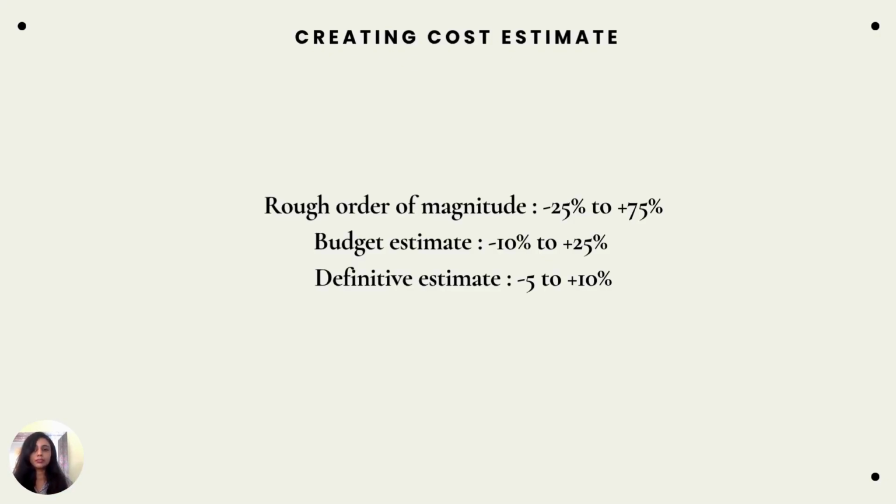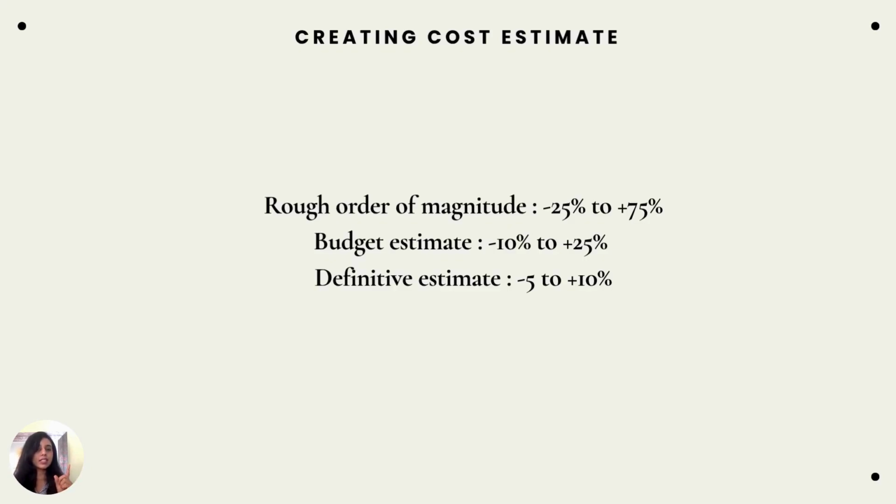Budget estimates. Budget estimates are a bit more realistic, as they are based on the scope statement, I would say. Somewhere between minus 10% to plus 25% if they are giving the budget. So that is a bit more precise.